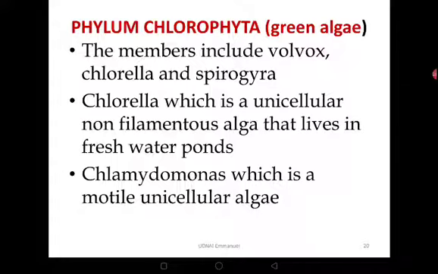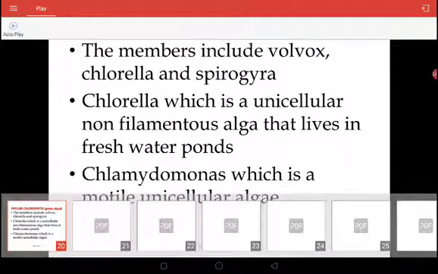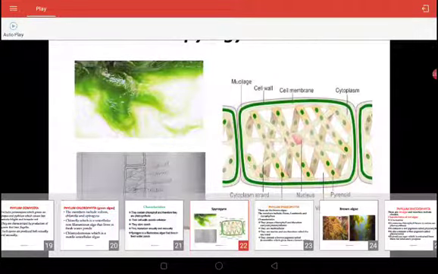Then the Chlorella is not filamentous. Then we have the Chlamydomonas, which is motile and also unicellular. So those are the members of phylum Chlorophyta. What is unique or peculiar with them is that they are green. They are green in color.